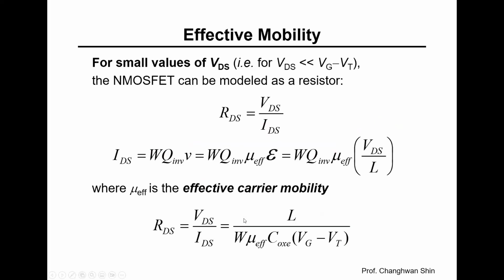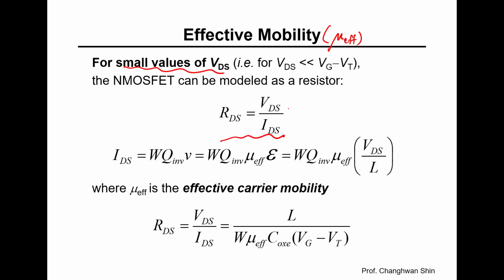Okay, let's move on to the first topic, which is effective mobility. Well, the effective mobility mu sub EFF of carriers in the MOSFET channel is a critical parameter that directly affects current flow. For small values of VDS in the linear region, definitely the MOSFET behaves like a resistor with resistance value of here.